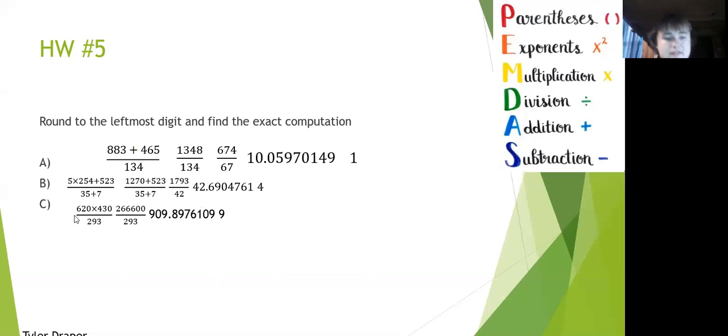Let's look at C. 620 times 430 divided by 293. Multiplication comes before division on there, so we need to multiply first. 620 times 430 will be 266,600. Then we shall divide by 293. We get 909.8976109. And what is our largest left digit? That's right. It is 9. Good job.